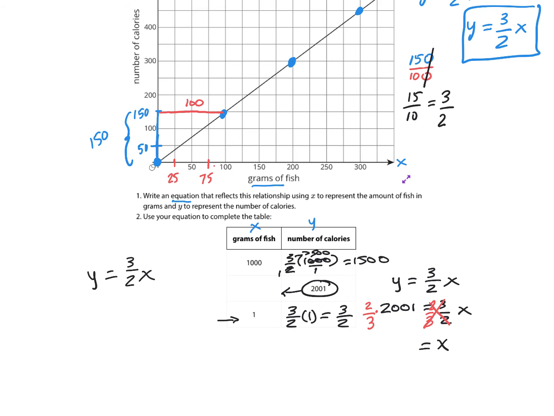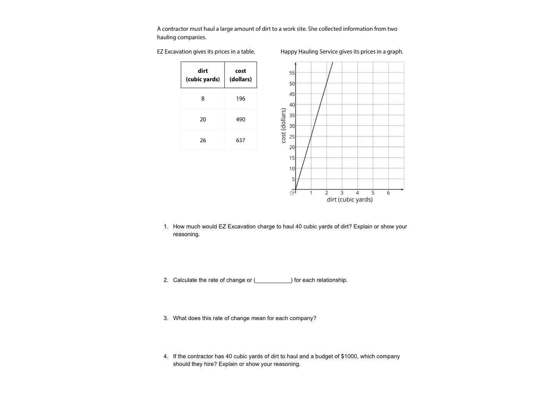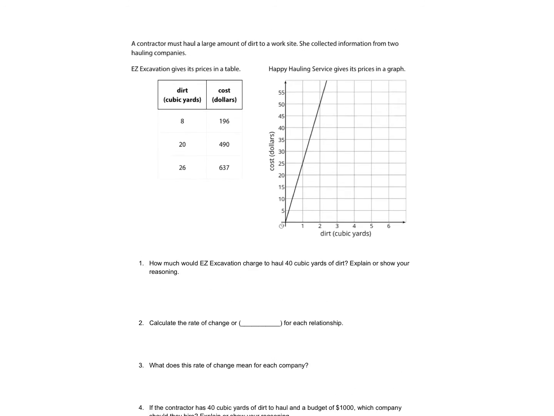I would do 2 times 2,001, so 2,001 times 2 gives you your 4,002, and you divide that by 3. Divided by 3, we come up with 1,334 equals x. That represents the number of grams of fish that gives you 2,001 calories. That one's a tricky one. Let's look at our last page. This is our most real-world example.